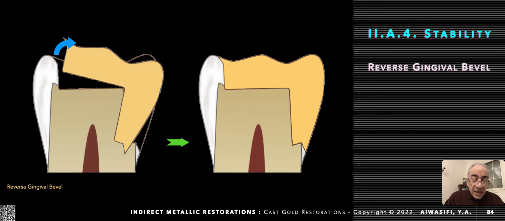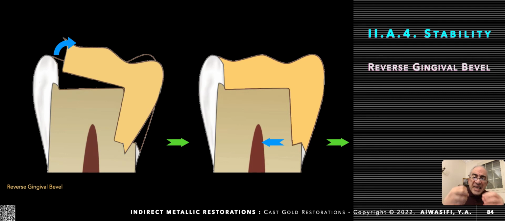You could note that when this bevel is created, which is called the reverse gingival bevel, it elongates your axial wall, and by its design it provides lateral retention. It prevents lateral displacement, but at the same time it elongates the axial wall. Remember this: when force is applied, it will be analyzed into two opposing directions that cancel each other, and the restoration will be stabilized in place and will not tend to rock.